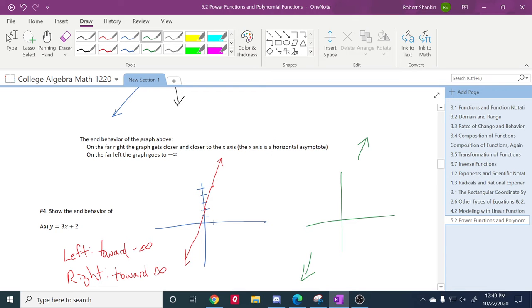And you don't have to put these arrows in the right spots too. If you stuck them way over here and way over here, that'd be fine. It's just that on the right it's way up and on the left it's way down. That's all we're really interested in.